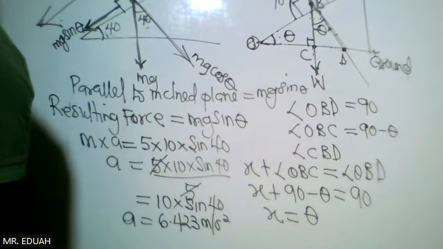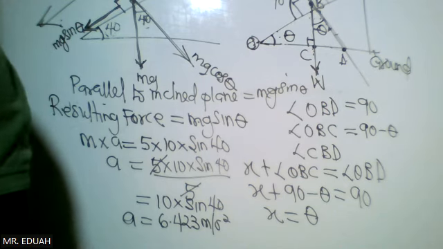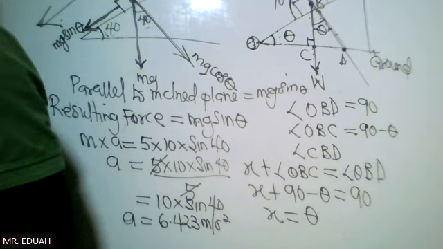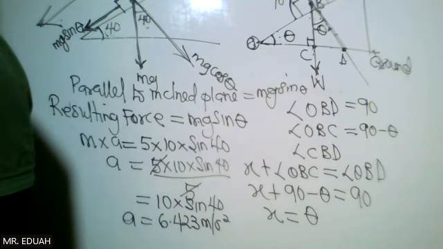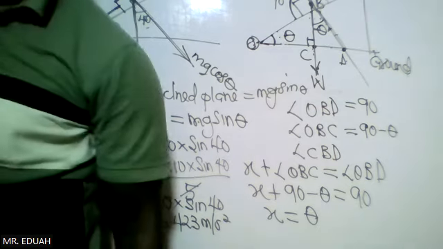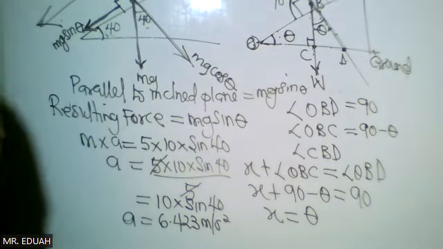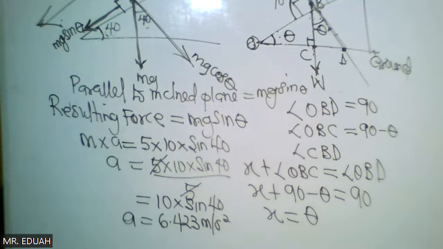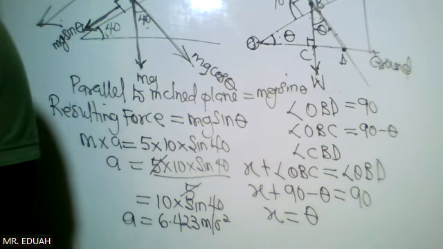The coefficient of friction between the ring and the wire is 0.1. Find the acceleration of the ring.